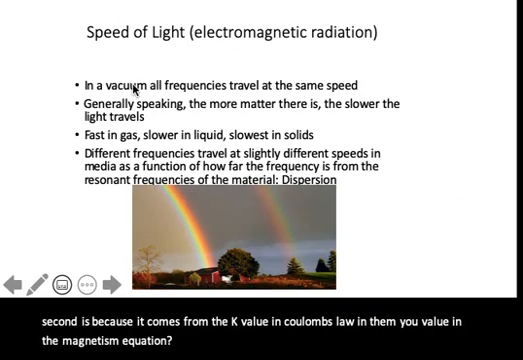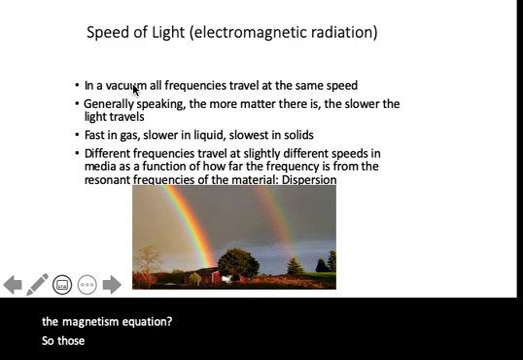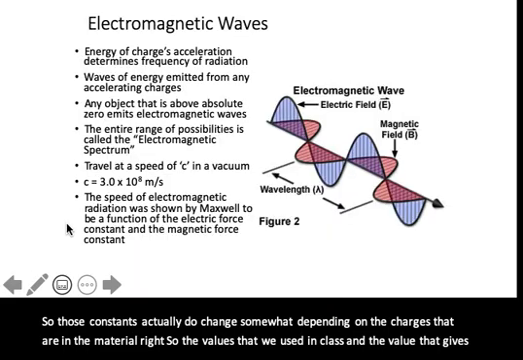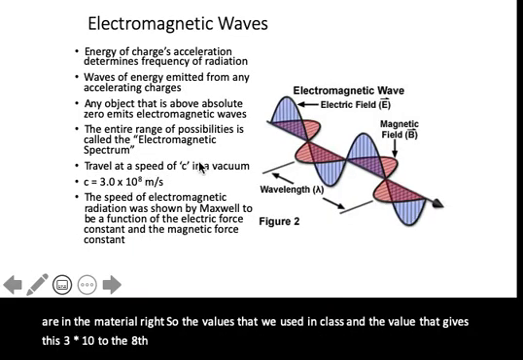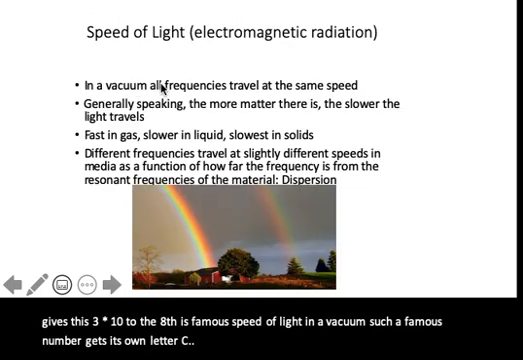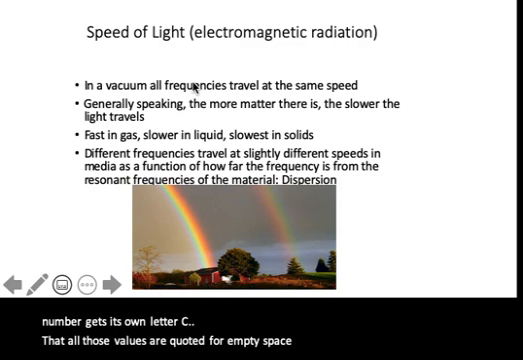So those constants actually do change somewhat depending on the charges that are in the material, right? The values that we used in class, and the value that gives this 3 times 10 to the 8th, this famous speed of light in a vacuum, such a famous number, it gets its own letter, C, all those values are quoted for empty space, right? A vacuum where there's nothing, there's no charges.